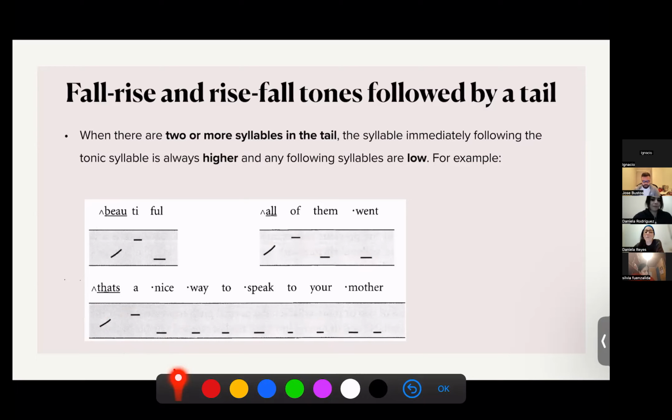That is nice ways to speak to your mother. That's a nice way to speak to your mother. Remember the stress. Nice. That's a nice way to speak to your mother. Like that? Yes. Sylvia, try the last one as well.